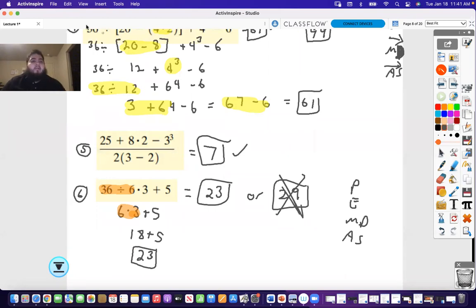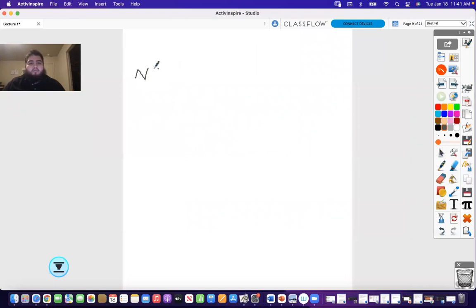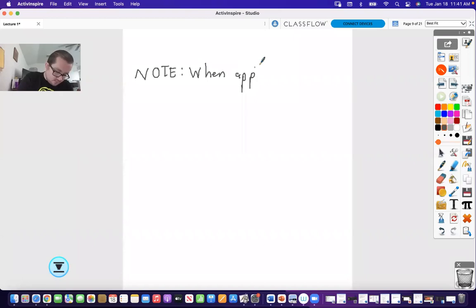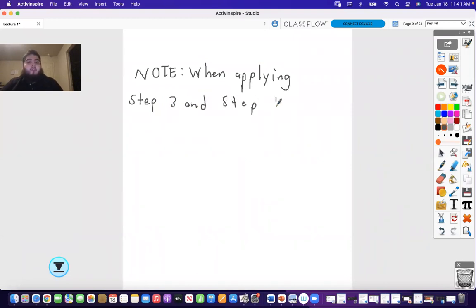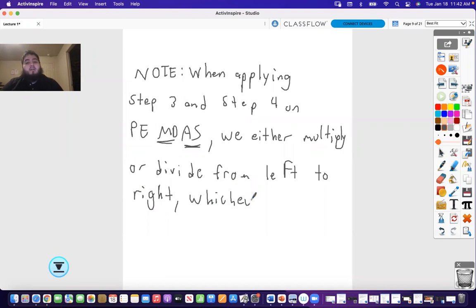Let me pull up a new page. When applying step 3 and step 4 on PEMDAS, we either multiply or divide from left to right, comma, whichever comes first. I'm not an English person, guys, but does this make sense?